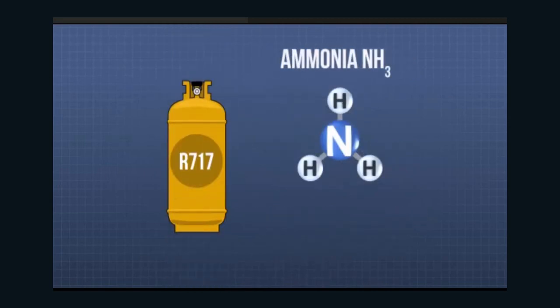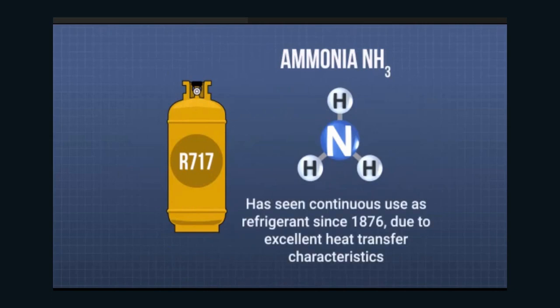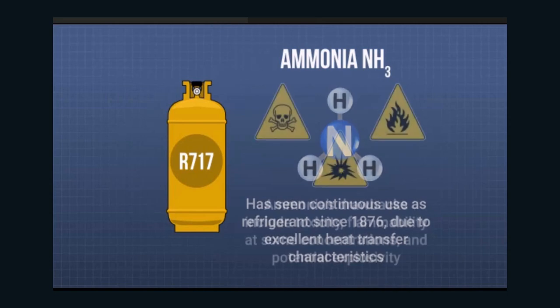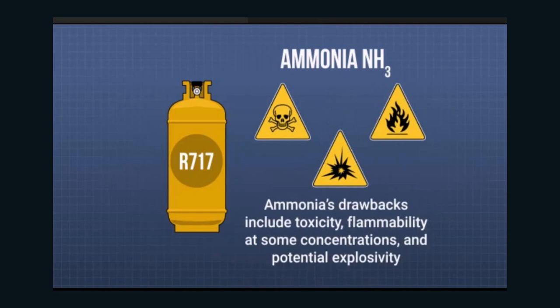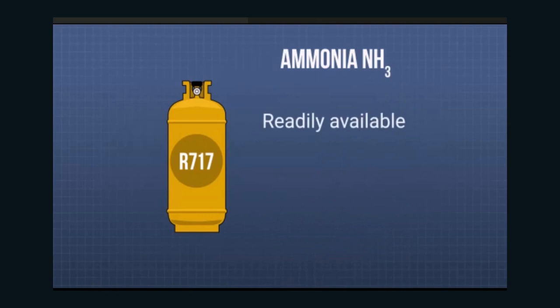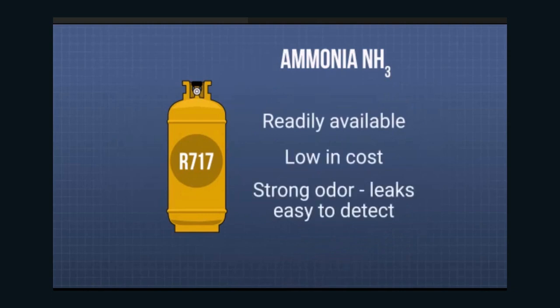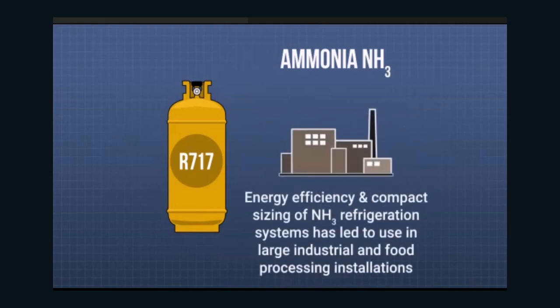Ammonia, or NH3. Anhydrous ammonia has seen continuous use as a refrigerant since 1876, in spite of its drawbacks, due to its excellent heat transfer characteristics. Ammonia's drawbacks include toxicity, flammability at some concentrations, and potential explosivity in enclosed spaces. However, ammonia is readily available, low in cost, and has a strong odor, so leaks are easy to detect. The energy efficiency and compact sizing of ammonia refrigeration systems has led to their use in large industrial and food processing installations.